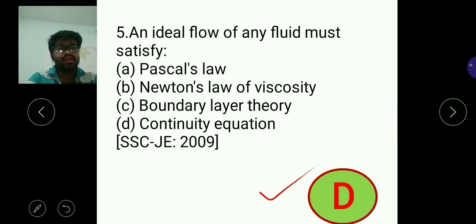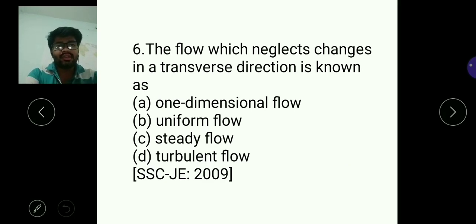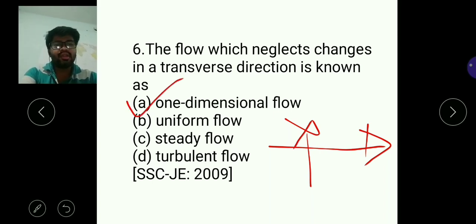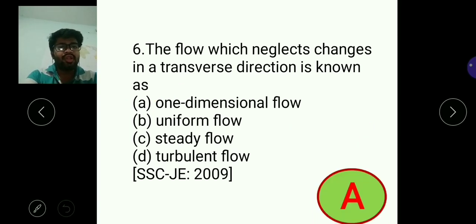Then moving next, question number 6: flow which neglects change in the transverse direction is known as which type of flow? If there is a single direction flow and there is no flow in the transverse direction, then that will obviously be called one dimensional flow. So A will be the correct answer here.